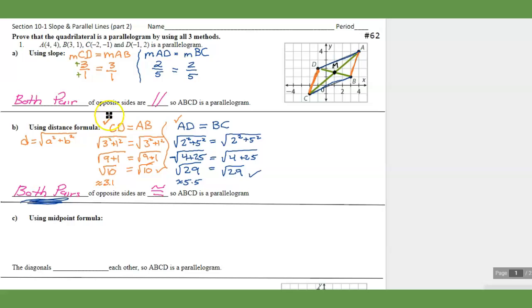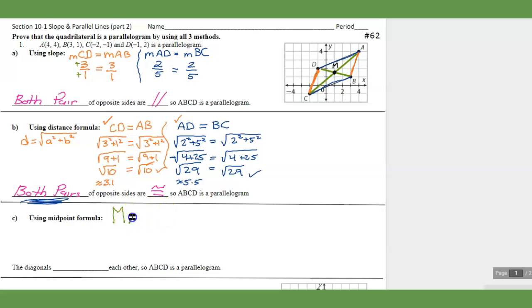So just like before, we always had this geometry statement first. Here's the slope of CD. Here's the distance of CD. Now we're trying to find midpoints. So for midpoints, I'm going to use a capital M instead of a lowercase. That's going to denote midpoint. And then I'll put the midpoint of what segment. So here I'm going to do the midpoint of, let's say, AC.